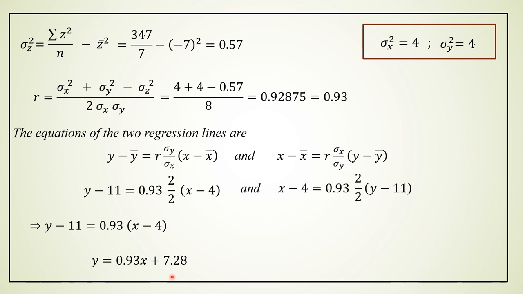Then the regression line of x on y is given by x minus 4 is equal to r, 0.93, into sigma x by sigma y, that is 2 by 2, into y minus 11. Just simplify it so that the regression line of x on y is given by x is equal to 0.93 y minus 6.23. So that completes the problem.